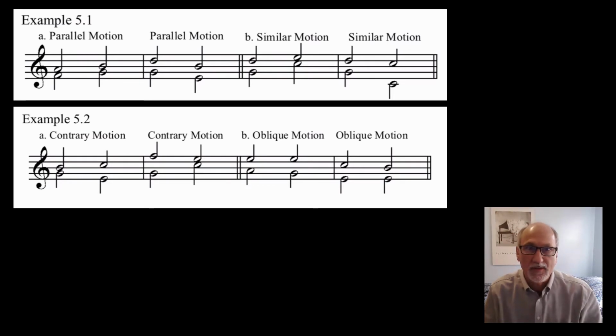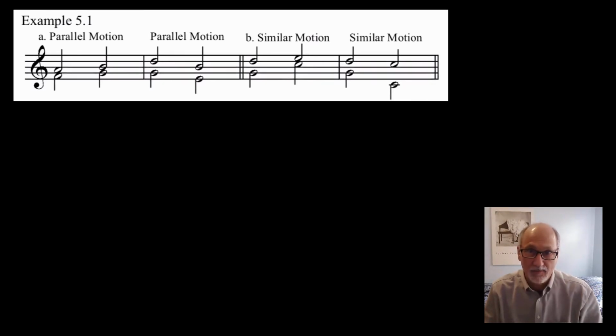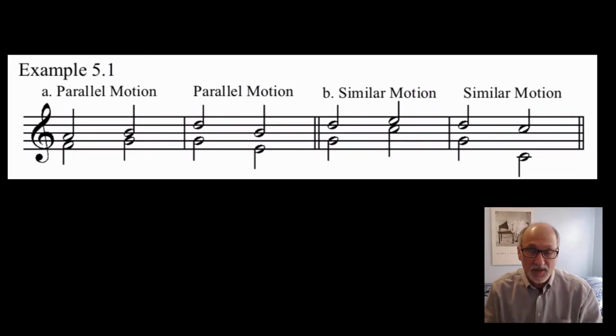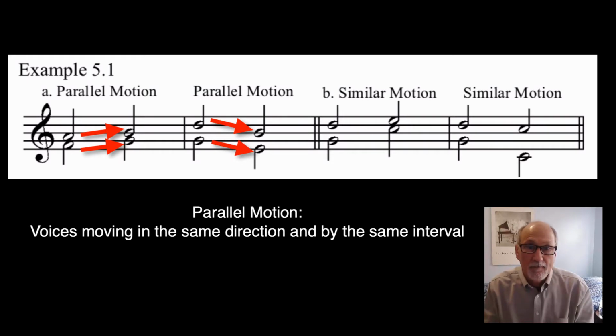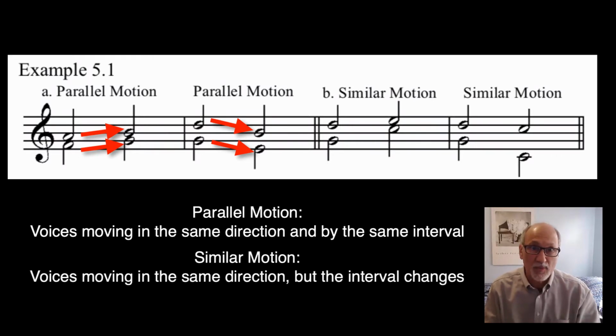And there are 4 classifications for motion when describing music written in 2 or more parts: parallel, similar, contrary, and oblique. Parallel motion involves 2 lines moving in the same direction. Like that, or similar motion, is also 2 lines moving in the same direction, but the interval might be changing, not always the same interval.